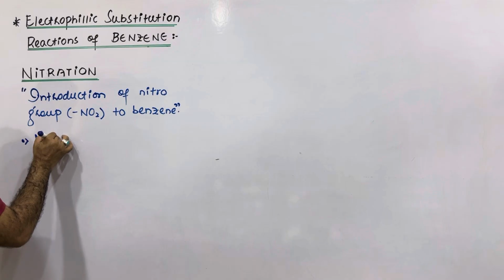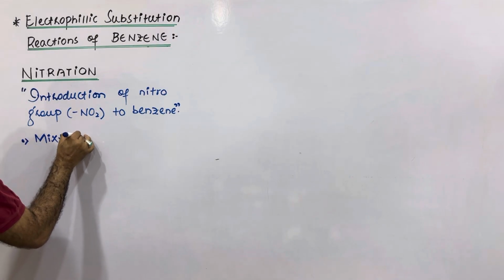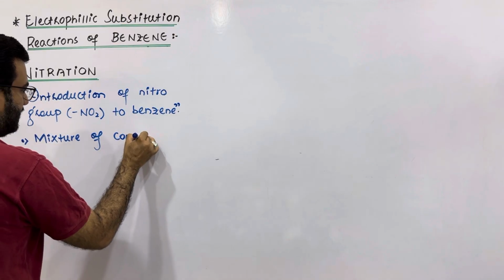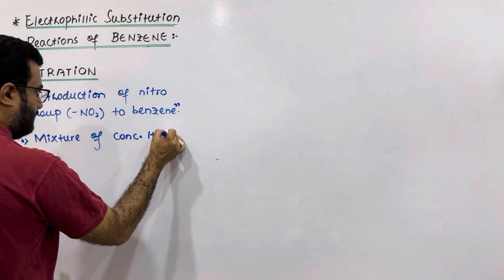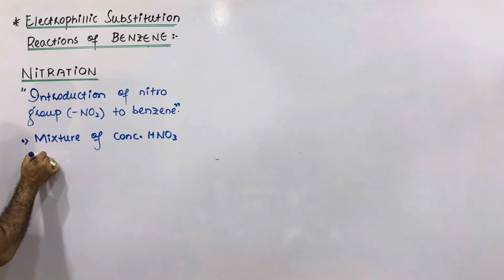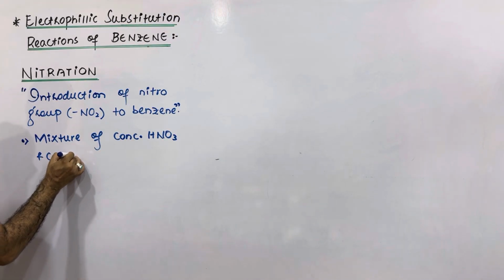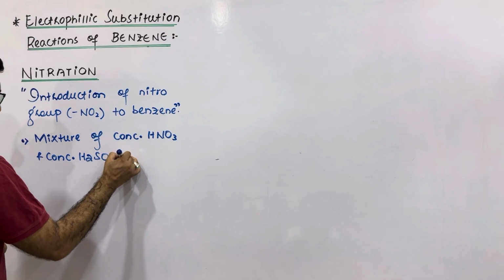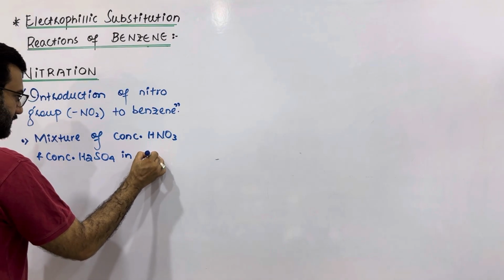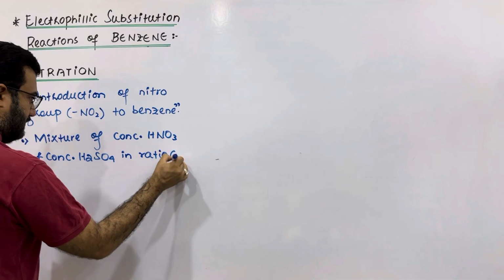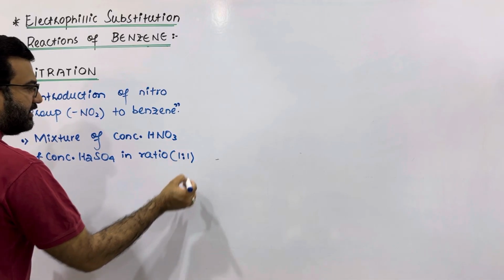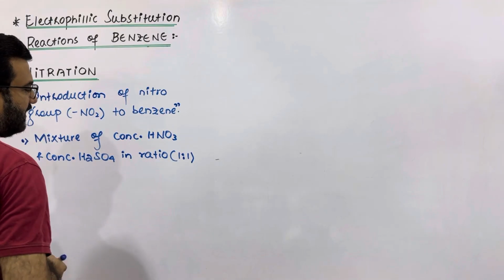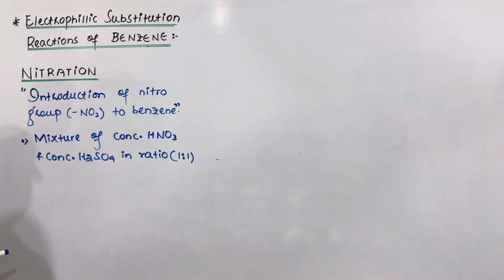Now my dear students, for nitration of the benzene we use a mixture of concentrated HNO3 and concentrated H2SO4 in 1:1. 1:1 means the equal quantity of the concentrated HNO3 and concentrated H2SO4 is mixed.